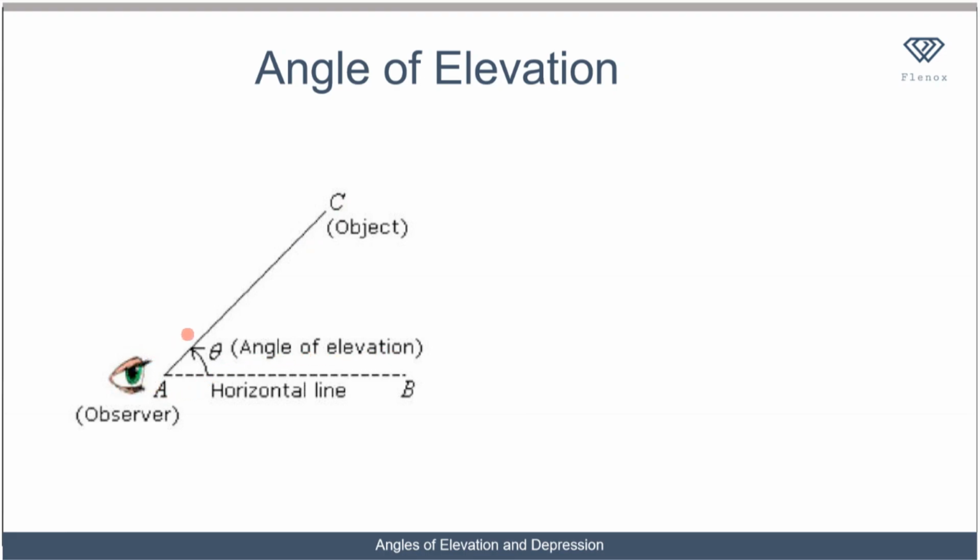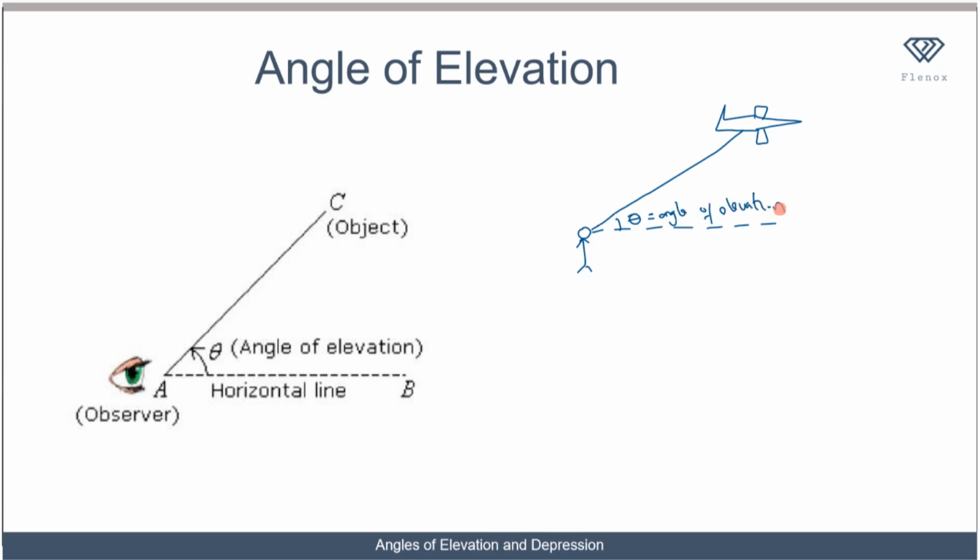Imagine an observer looking at an object that is above, through this line of sight AC. The angle which that line of sight makes with the horizontal level is referred to as an angle of elevation. A practical example would be, say you're standing on the ground and you observe an aeroplane flying, and please don't mind my diagram. So now you look at the aeroplane with this line of sight here. The angle that your line of sight makes with the horizontal level, this horizontal line drawn here, is called the angle of elevation.